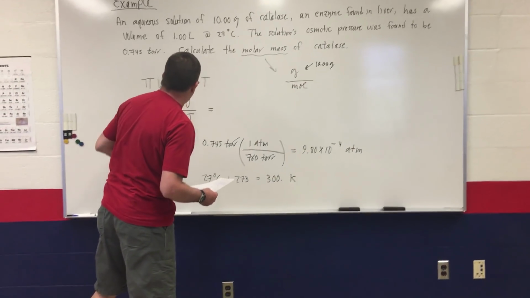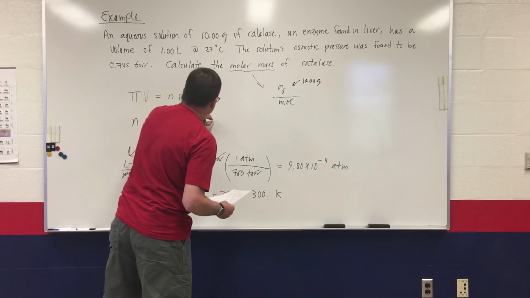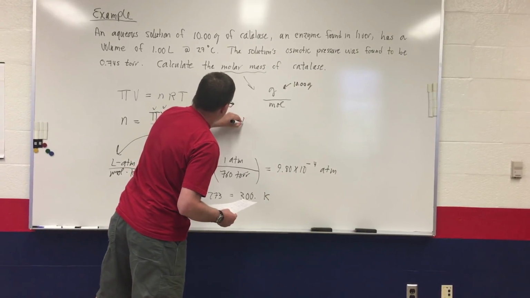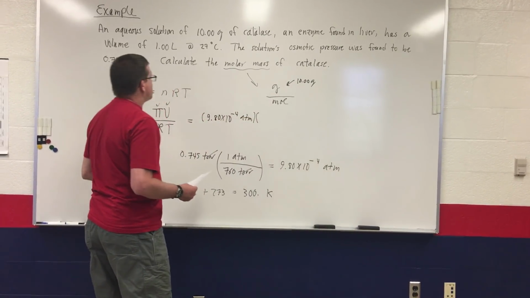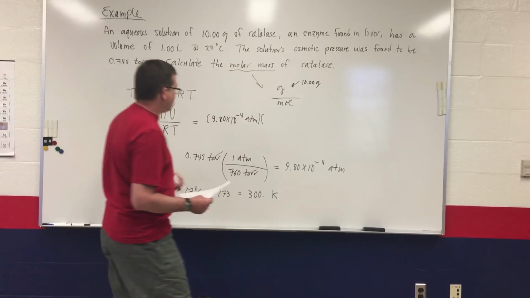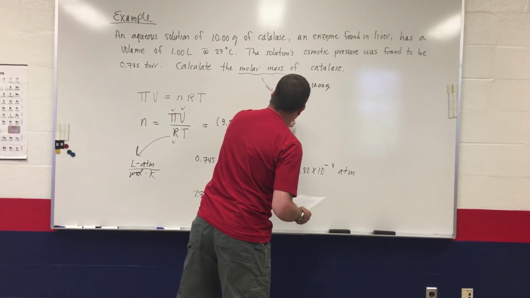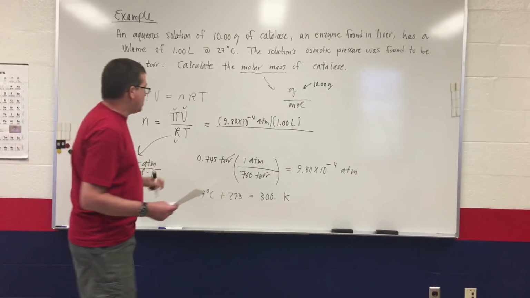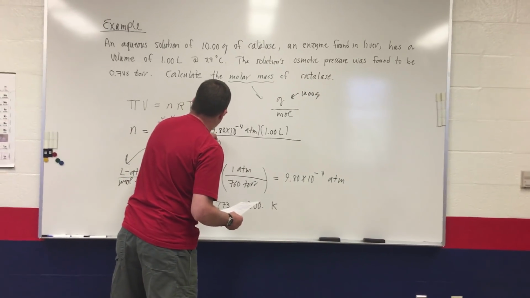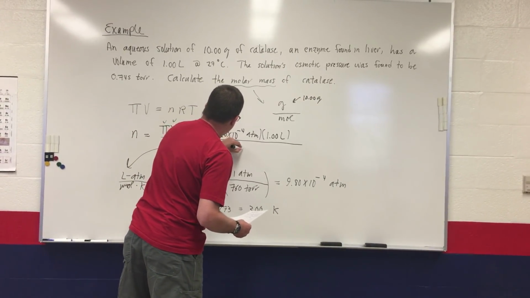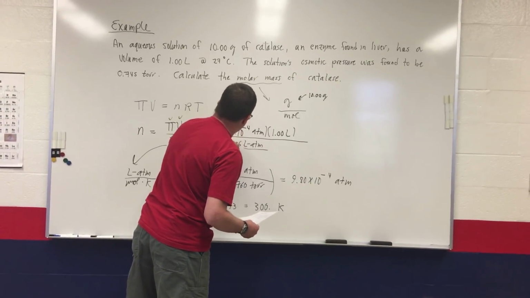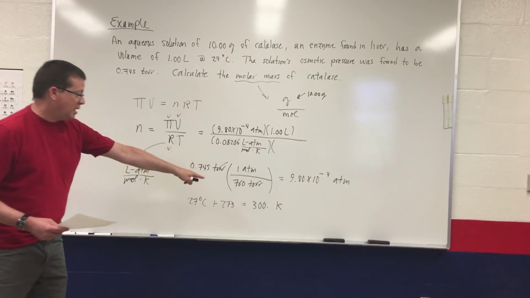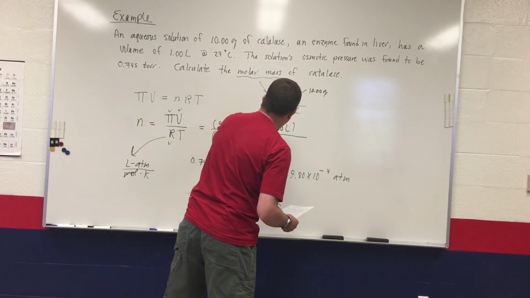All right, so let's do that. π is 9.80 times 10 to the minus 4th atmospheres. Volume is 1 liter. That's given in the problem. No conversions necessary. I need R down here in the denominator at 0.08206 liter atmospheres per mole kelvins. And I need T down there expressed in kelvins. That's 300 kelvins.